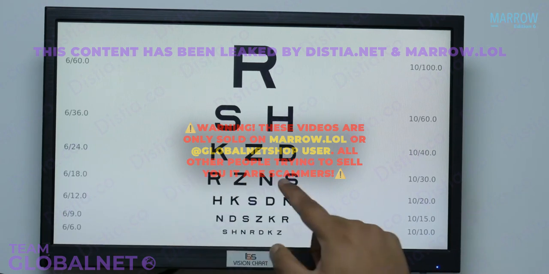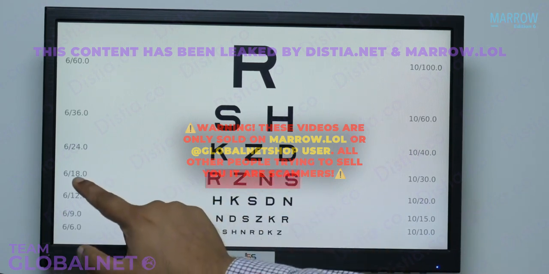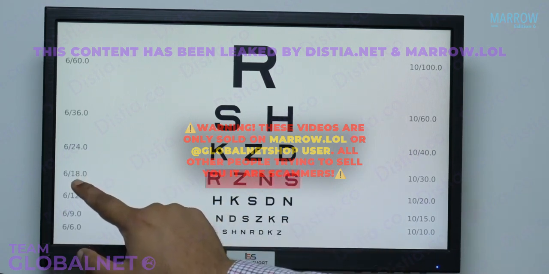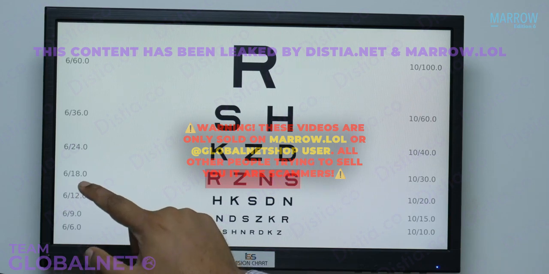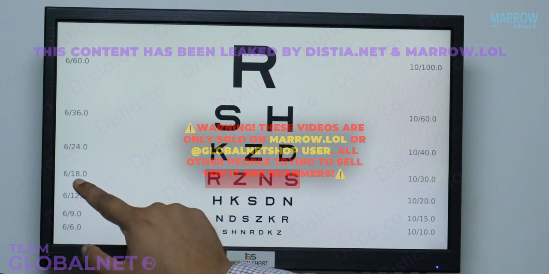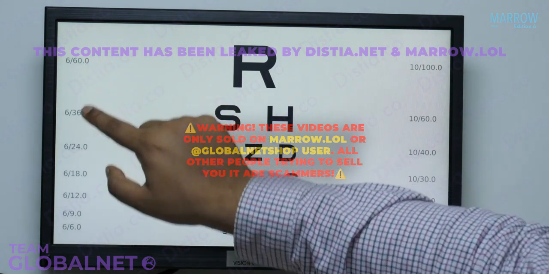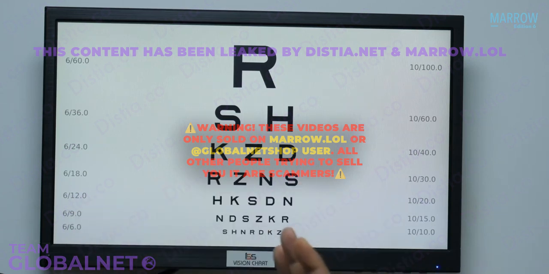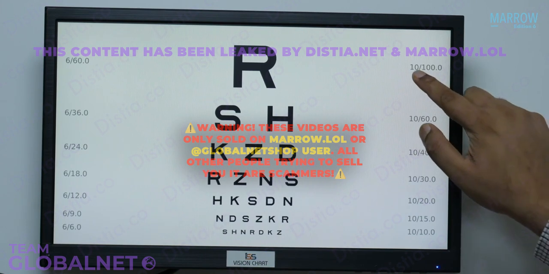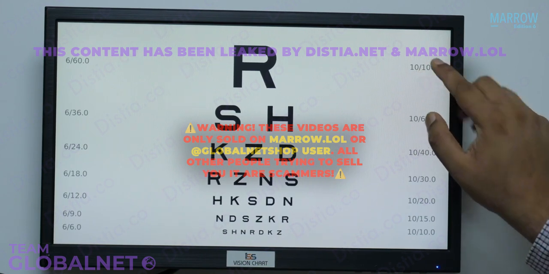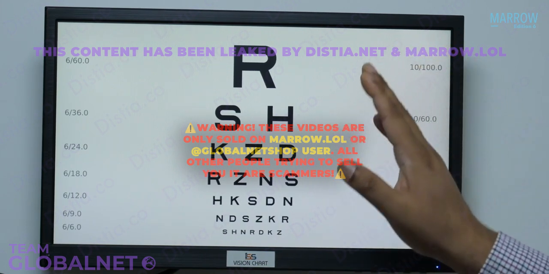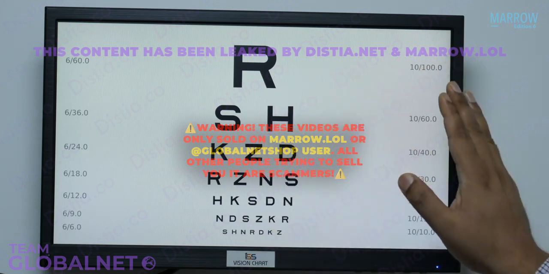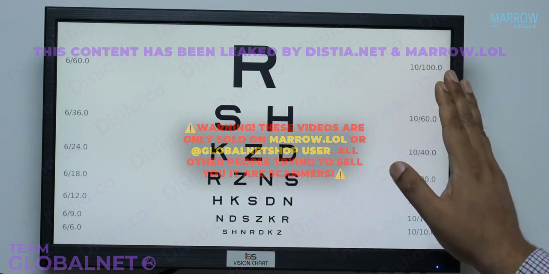So on, if we move on to the fourth row, it is 18. It means that the fourth row of letters should be read clearly by a normal person from a distance of 18 meters. So this shows the normal distance, and the numerator shows the distance of testing. If you see the right side of the screen, instead of 6 by 60, it is written 10 by 100. It is just a conversion, everybody, of meters into feet and nothing else.